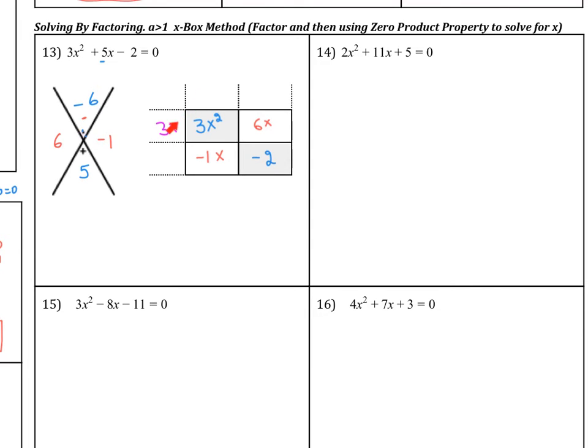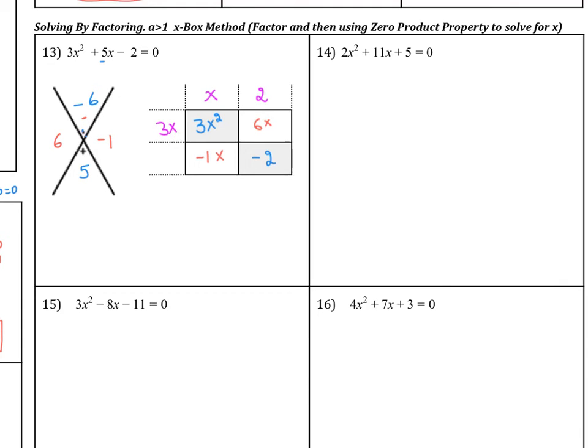When you multiply these two, you get 3x squared. That number should be x. So when you multiply 3x times x, it would be 3x squared. Now you're going to choose this number so that when you multiply it with the 3x, you get 6x. And that number should be 2.